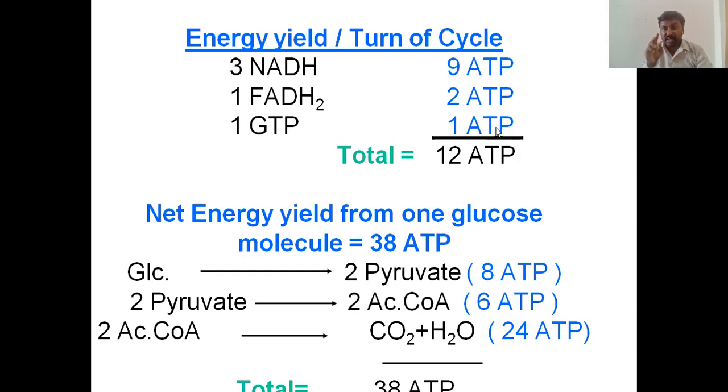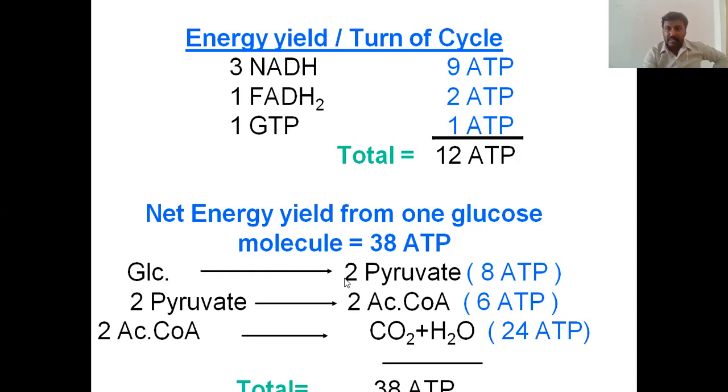This is for one acetyl coenzyme A. But actually, two acetyl coenzyme A are formed, because 2 pyruvates are formed in glycolysis. So 2 pyruvates, that's why 12 into 2. Here 2 acetyl coenzyme A, so 24 ATPs.